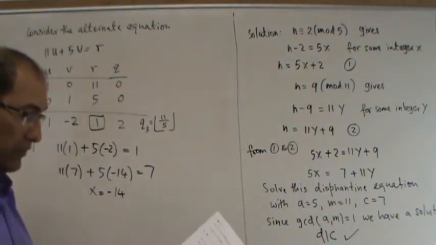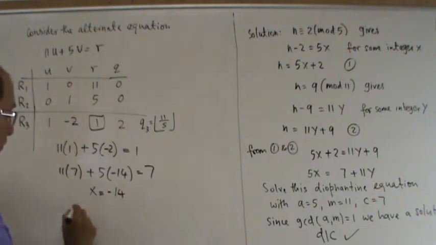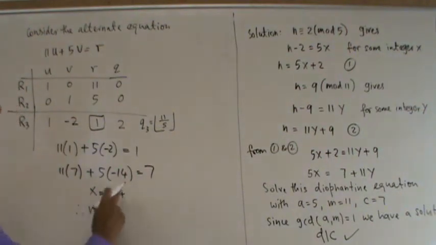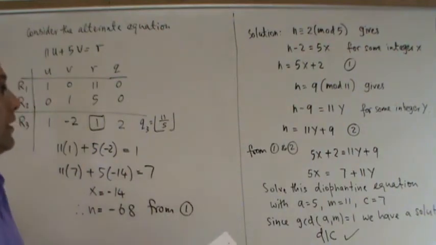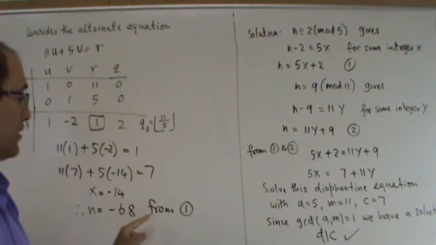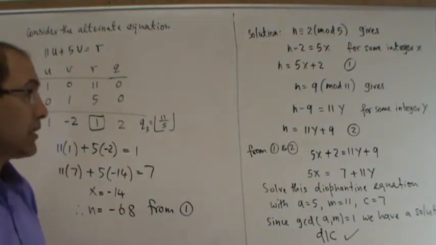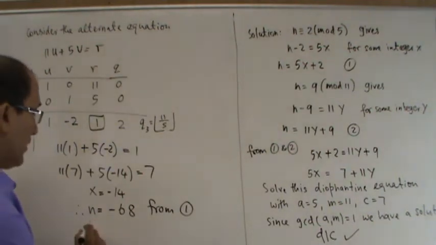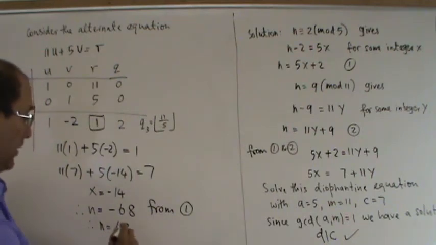So if x is negative 14, your y value is going to be, so therefore n is going to be 5 times negative 14 plus 2, so that's going to be negative 68. From this equation that's here, you can see that it's 5 times x plus 2, that's a negative 68. But we want to solve this in modulo 55, therefore n is equal to 42 in mod 55.